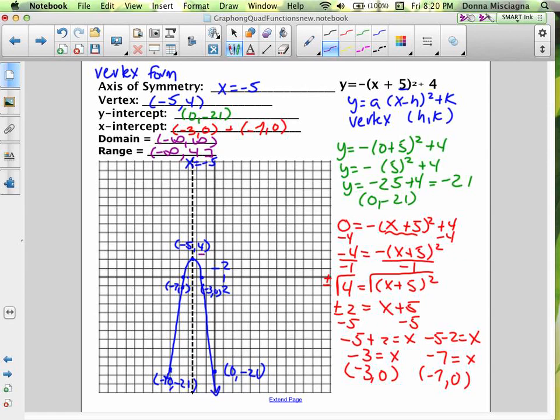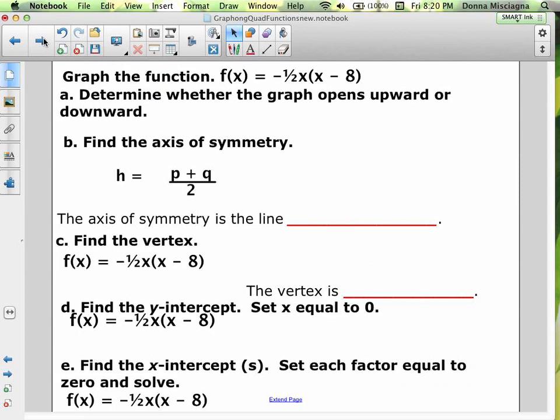And that's all there is to graphing our quadratic function here. Graphing y equals negative x plus 5 all squared plus 4. All right, let's graph a couple more. So we did one in vertex form. Now we have one in intercept form. All right, so this one I gave myself 2 spaces, although quite honestly I could have used 1 page.